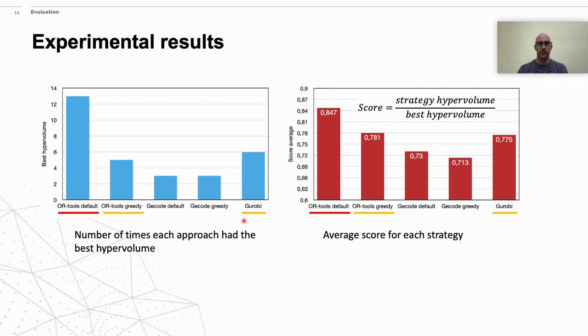Now let's discuss the experimental results. As mentioned before, to compare the results, we use the hypervolume of the Pareto front. For each instance, we score the strategies, calculating how much worse they were compared to the best. For example, a score of 1 means that the strategy has the same hypervolume as the best strategy for that instance, and a score of 0.5 means that the hypervolume of the strategy is half of the best hypervolume for that instance.